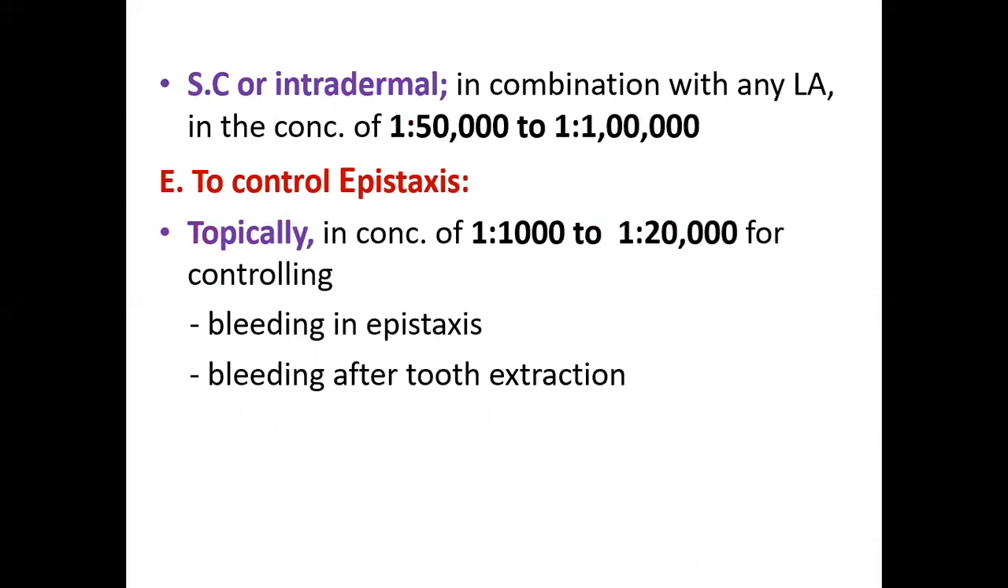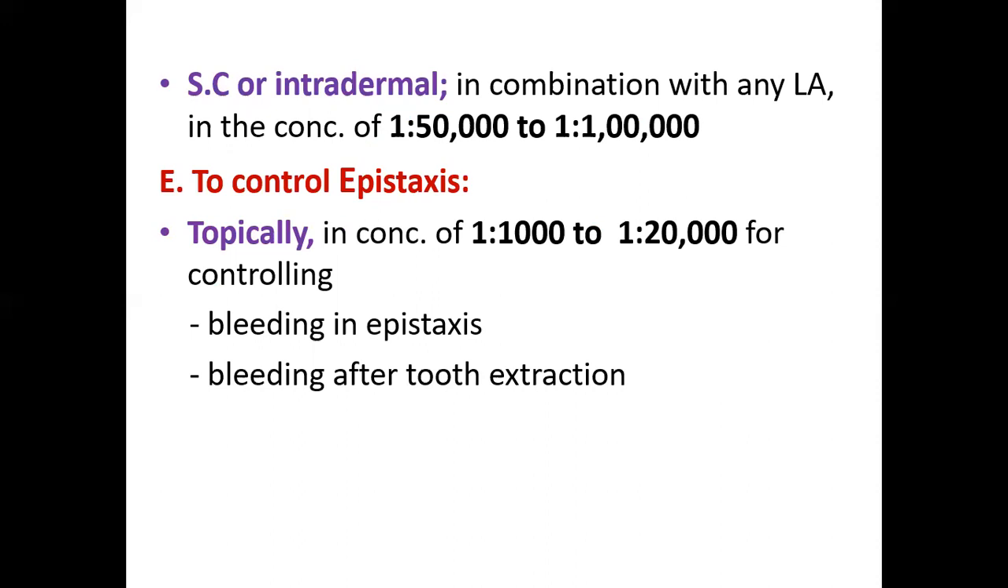In this condition, you give the drug either subcutaneous or intradermal, and it has to be given in combination with any local anesthetic in the concentration of 1 in 150,000 or 1 in 1 lakh dilutions. And then this is the most important one: it is used to control epistaxis. Basically, it is used topically in a concentration of 1 in 1,000 or 1 in 20,000 for controlling the bleeding in epistaxis and then bleeding after tooth extraction.